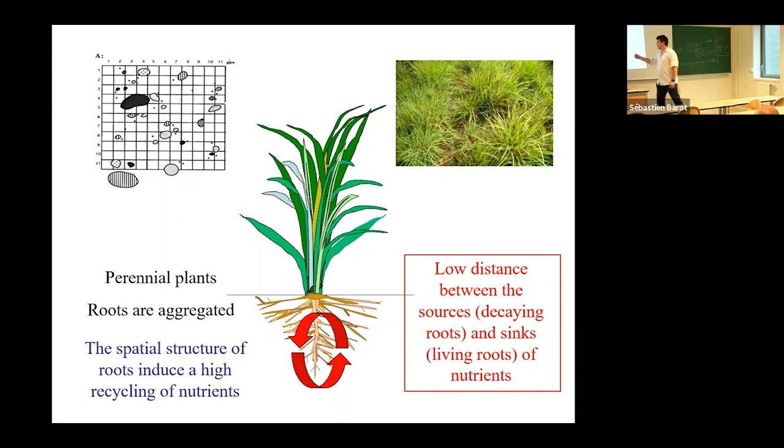And what we also think is that because the root system is always at the same place, there will be an efficient recycling of the roots. The roots sometimes die and they decompose. And when they decompose, they release mineral nutrients. And the plants can readily take up all these mineral nutrients because they are just in proximity of the roots. Basically, the dead roots are very near to the living roots. So it should increase the efficiency of the recycling.